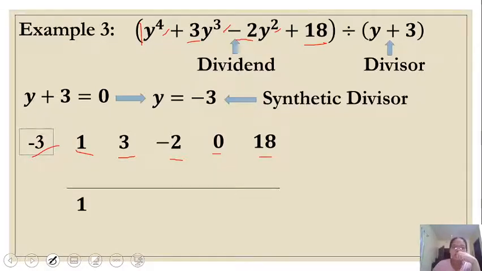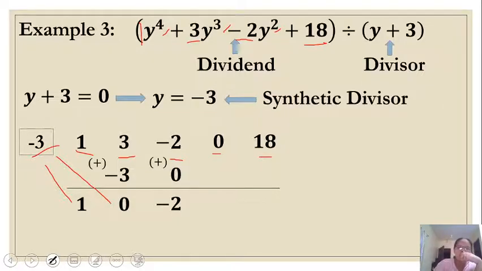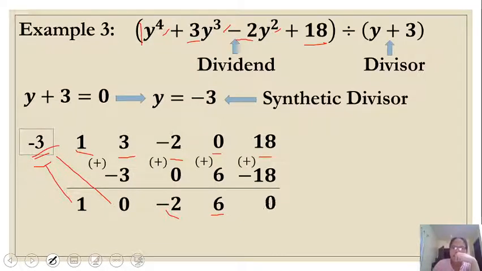First step, bring down the first number. Multiply that number by the synthetic divisor, -3. Write it under the next number, then add, that is 0. Then multiply it to -3. 0 times -3 will give us 0, and then add, that will give us -2. Multiply this again to -3. That will give us 6, and then add, that is 0. 0 plus 6 is 6. And then multiply 6 by -3, that will give us -18, then add, that's 0.